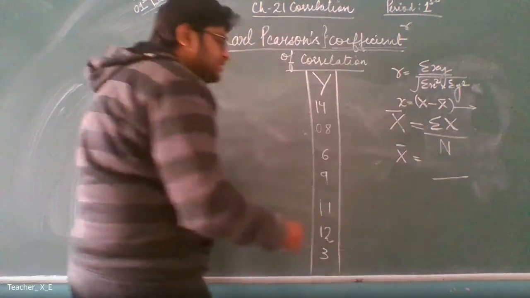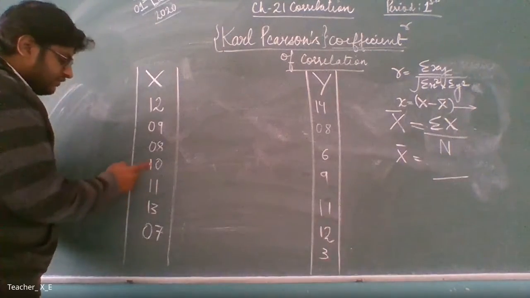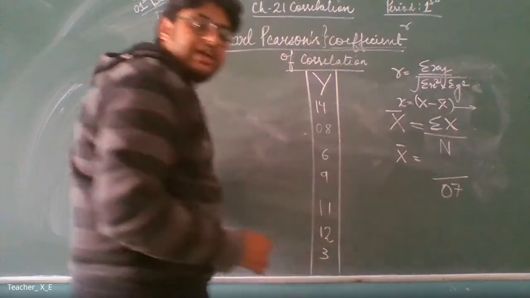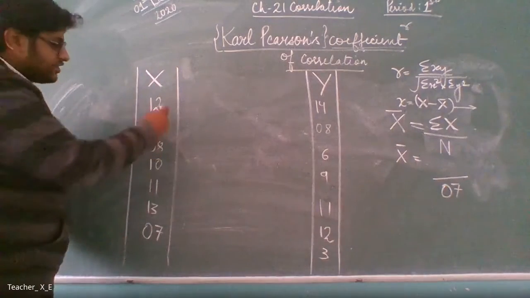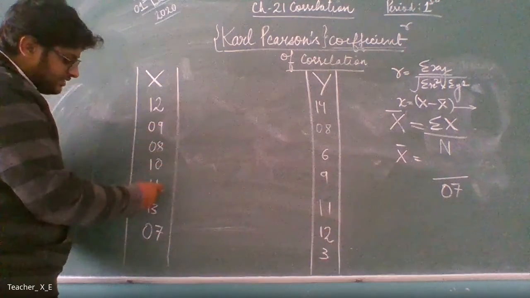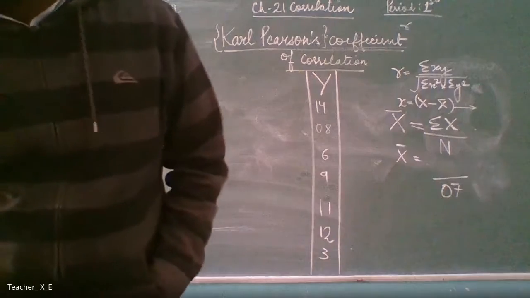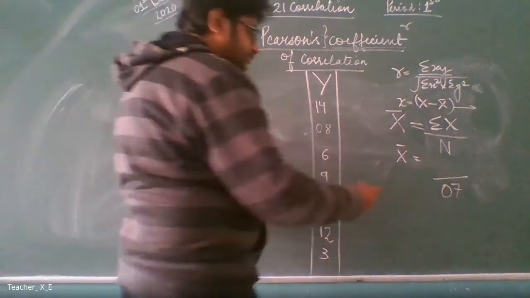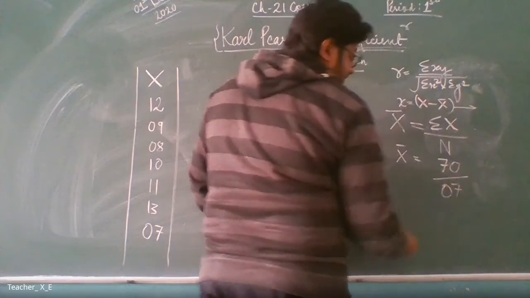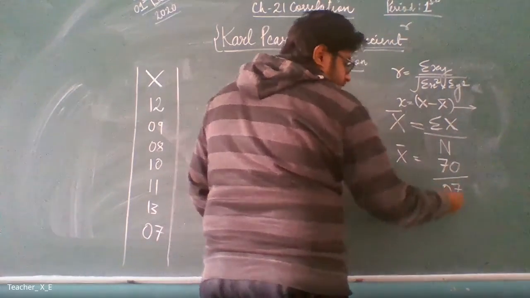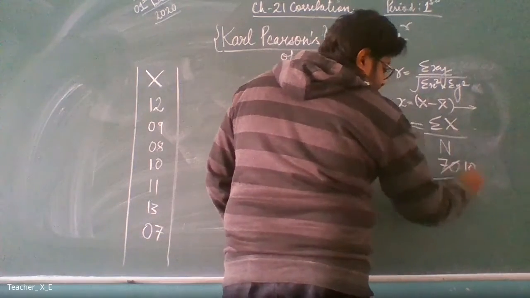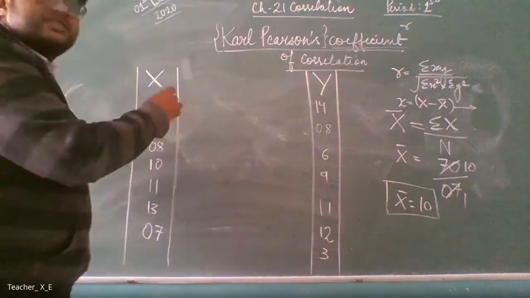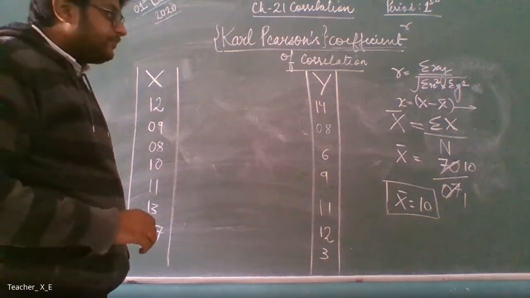How many items are there? 1, 2, 3, 4, 5, 6, 7. Seven items are there. When you add all the x values, that is 12 plus 9 plus 8 plus 10 plus 11 plus 13 and plus 7, the answer you get is 70. So what will be the x bar? It will be 10. The mean of the series x is 10.